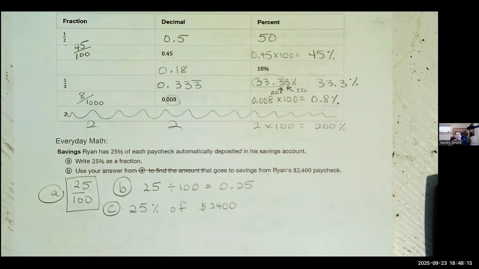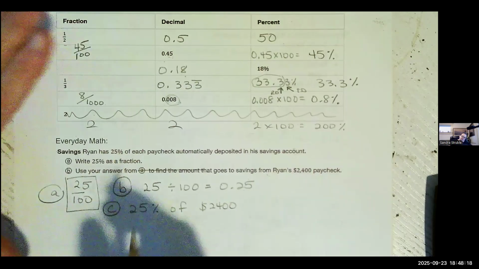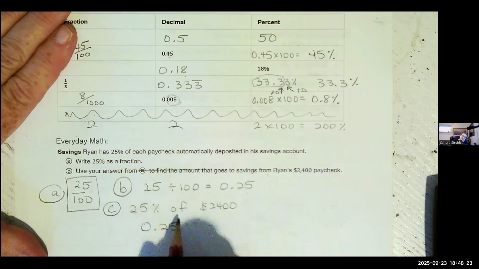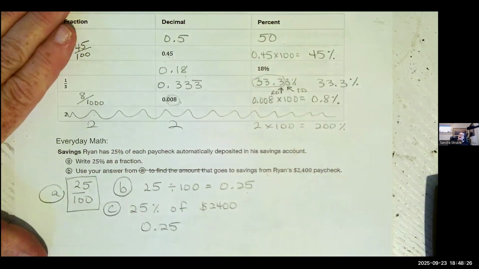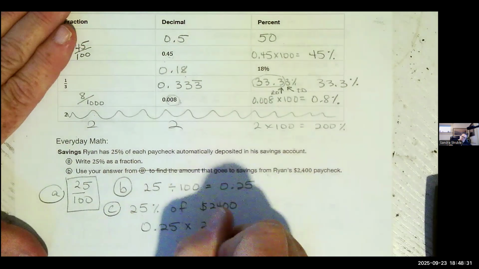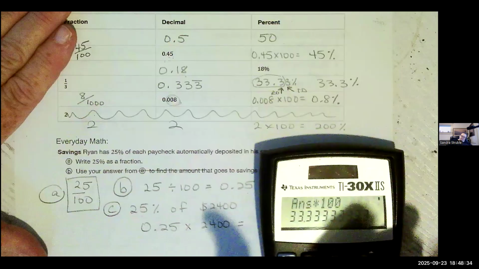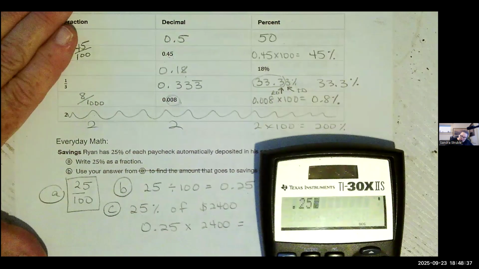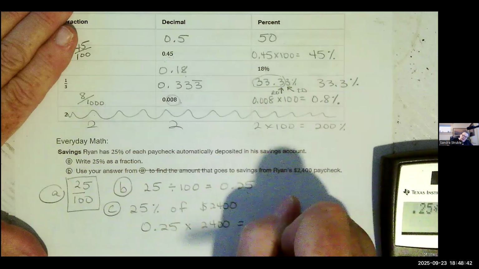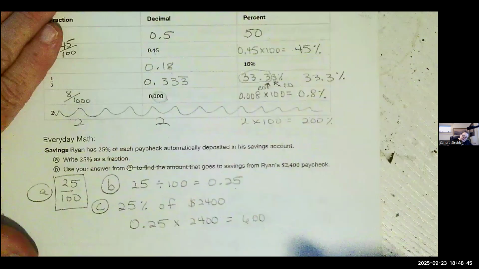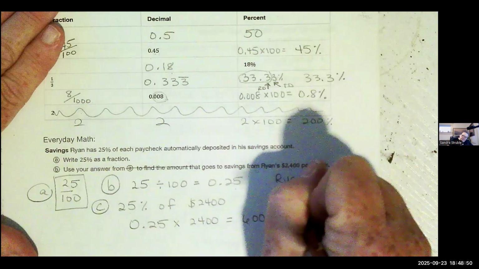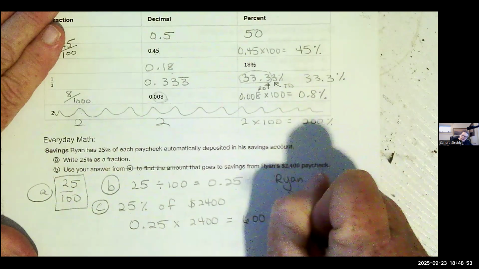And this is what you're going to do in problem solving next year: you're going to convert 25% to a decimal, and you're going to multiply that by 2,400 to find out how much of Ryan's paycheck is going in his savings. So I'm going to multiply this times 2,400. 0.25 times 2,400 is 600. So this is a word problem. You're going to say Ryan is saving, don't forget your dollar signs, $600.